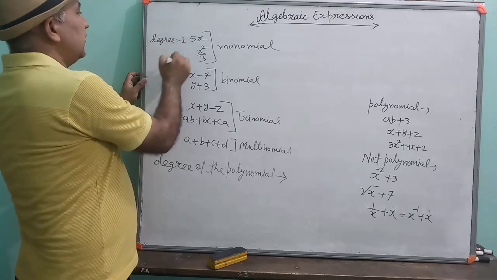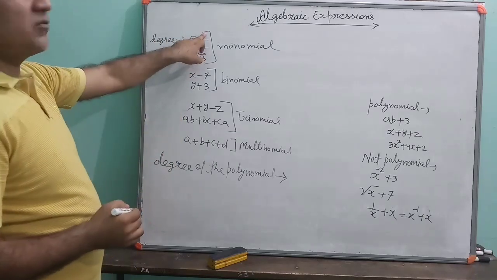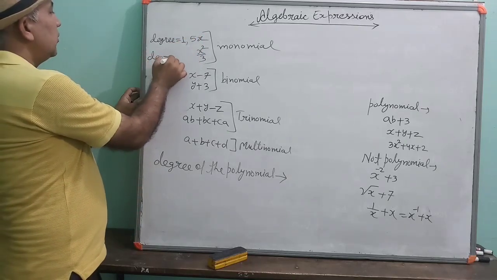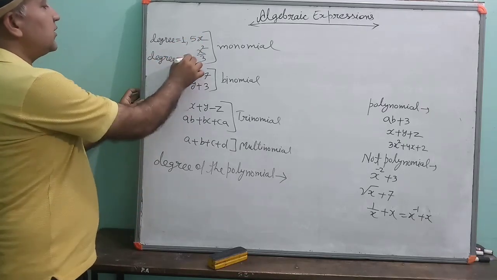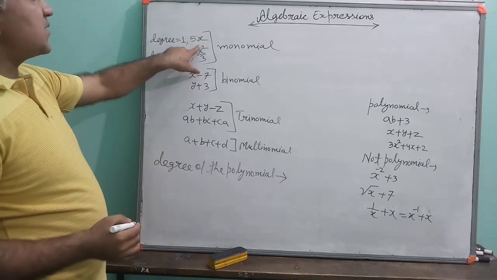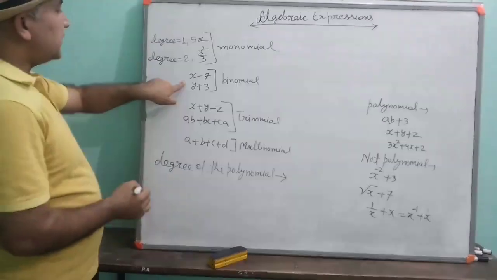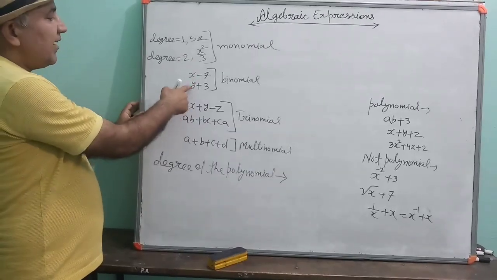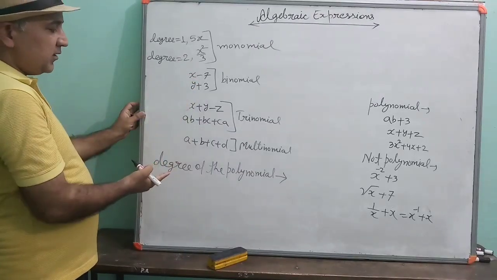Here degree is 1. Why? Because x power 1 is there. In this polynomial degree is 2. Why? Because x power 2 is there. In this polynomial x to the power 1, so degree is 1. Y to the power 1, so degree is 1.